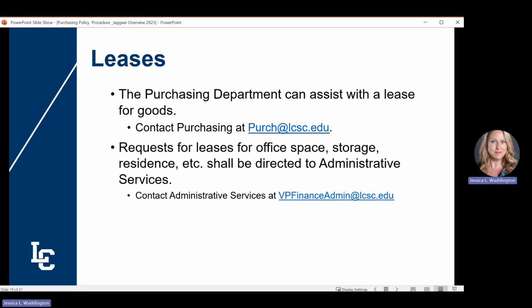Leases. The purchasing department can assist you with a lease for goods. This is generally equipment or vehicles. Reach out to purchasing for more information. However, any requests for leases related to office space, storage, or residences should be directed to the Administrative Services Office at their email address listed here.